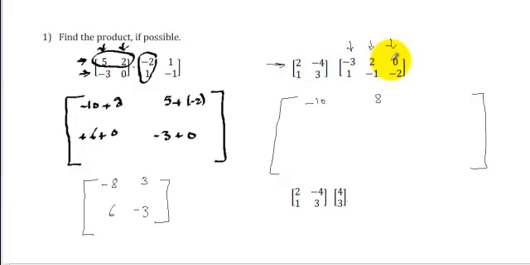2 times 0 is 0, -4 times -2 is 8, so we get 0 plus 8 is 8. Here, 1 times -3, 3 times 1 is 3, so -3 plus 3 is equal to 0. And we say 1 times 2 is 2, 3 times -1 is -3, so 2 minus 3 is -1. 1 times 0 is 0, 3 times -2 is -6, so 0 minus 6 is -6.